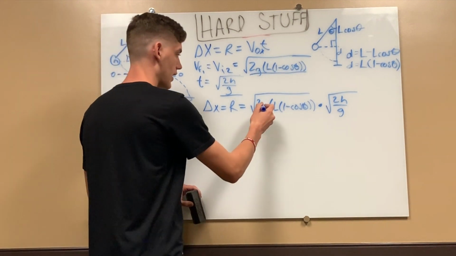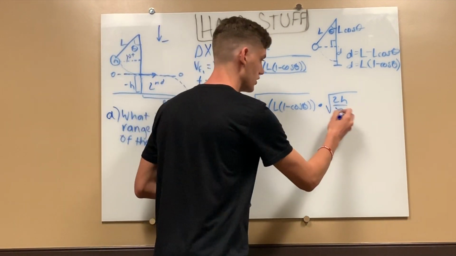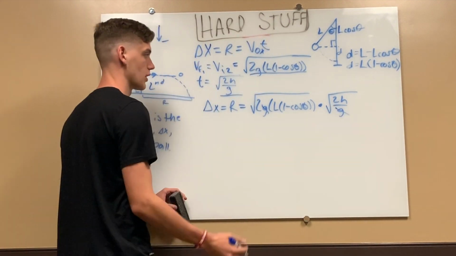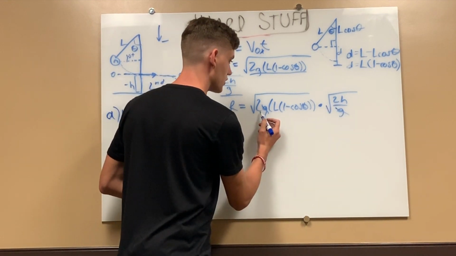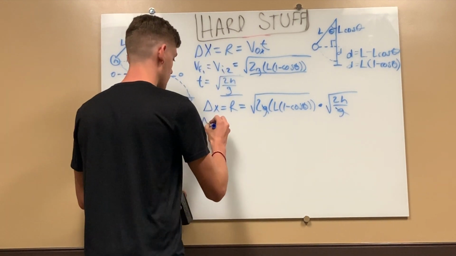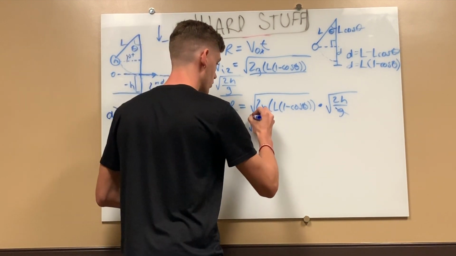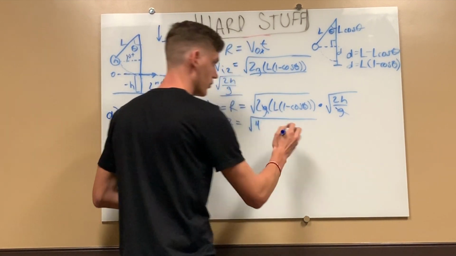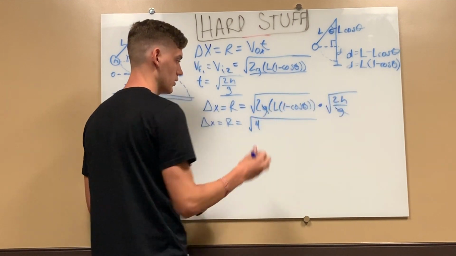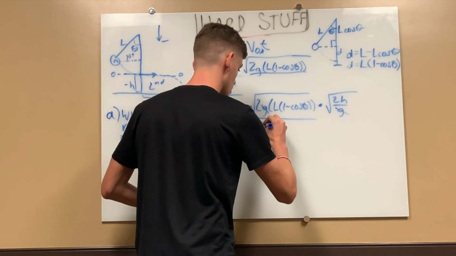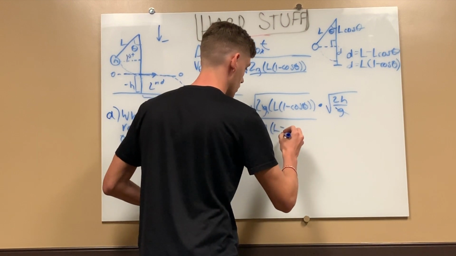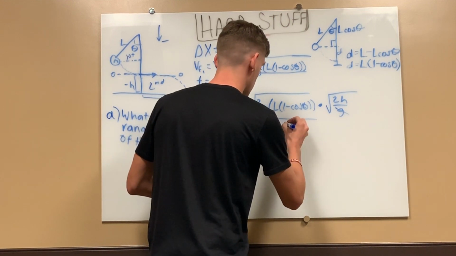So we can see here that we have a g in the numerator, g in the denominator, which cancel out. We can see that 2 times 2 is going to give us 4. So our delta x, or range, is equal to the square root of 4. And remember, we have an h here that must go in. So we have 4h L (1 minus cosine theta).